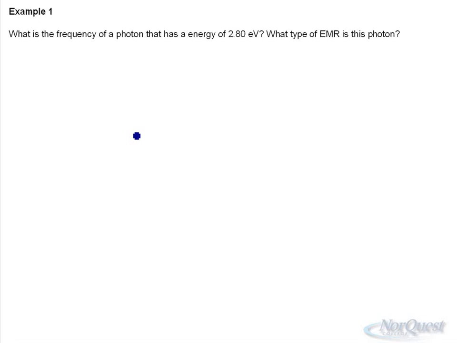Let's look at a couple examples in which we use Planck's formulas. They're actually quite easy to work with. They're located in the middle section of your formula sheet down at the bottom underneath the atomic physics formulas. We'll be using that group of formulas over the next couple of lessons.